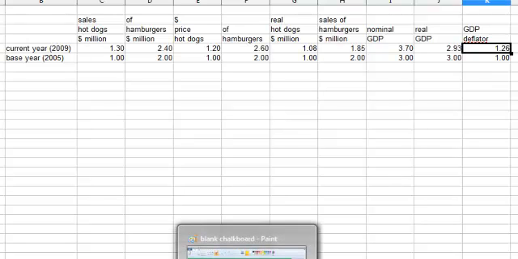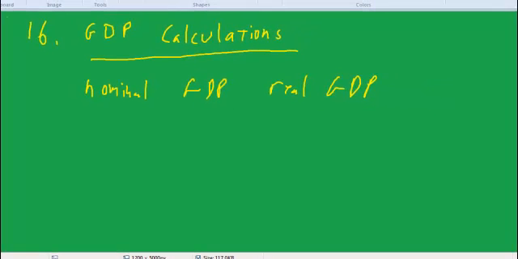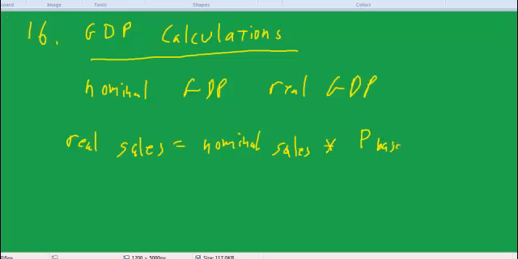I want to go back to the blackboard and remind you of the important things. Okay, the important formula is that the real sales of a good in the current year are equal to the nominal sales times the ratio of the price in the base year to the price in the current year. So if the price has increased in the current year from the base year, we use that to adjust downward the sales number to get real sales. So that's an important point.